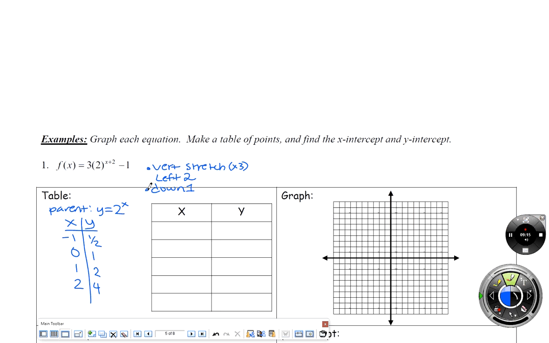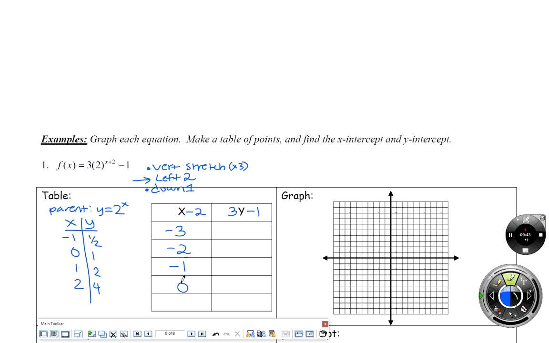So these 2 that I put points next to are vertical, so those things are going to affect our y. So our y is going to get multiplied by 3 and then shifted down 1 or subtract 1. And then the horizontal one right here, left 2, means I'm going to subtract 2 from my x values. So I'm going to take this column of x values and subtract 2. So negative 1 minus 2, 0 minus 2, 1 minus 2, and 2 minus 2.